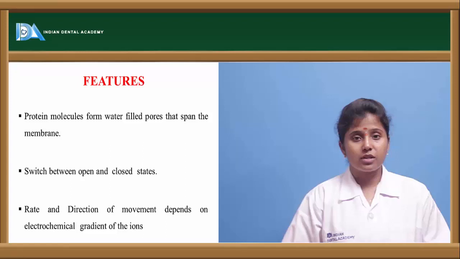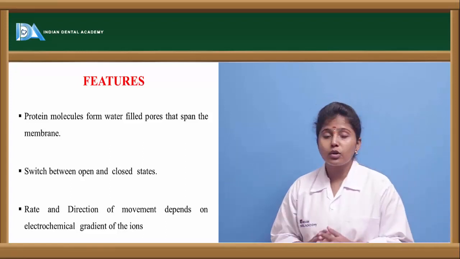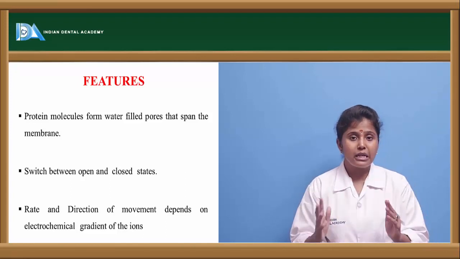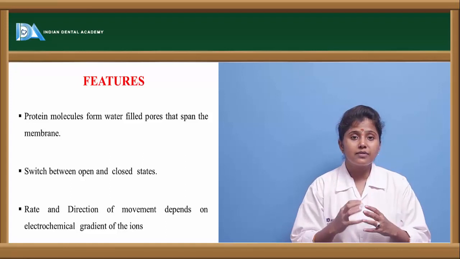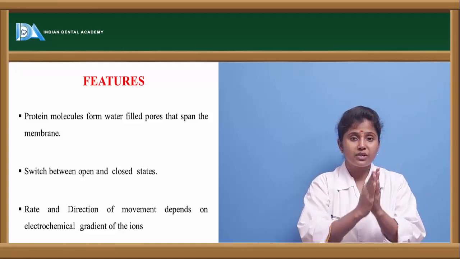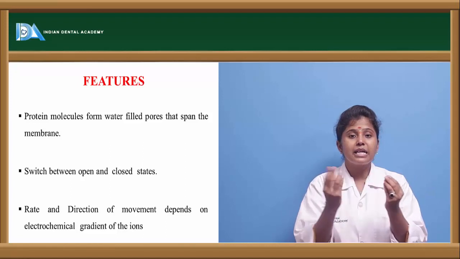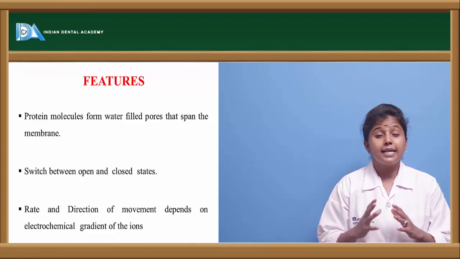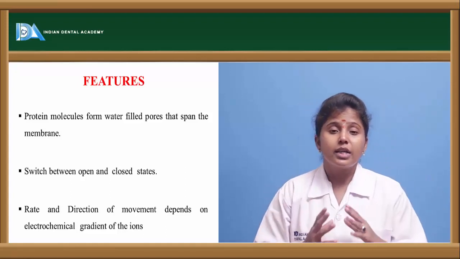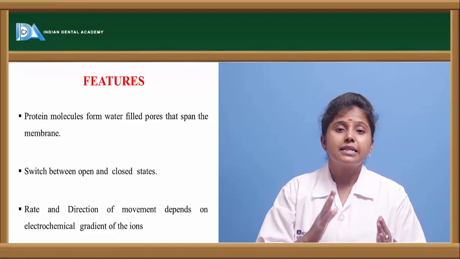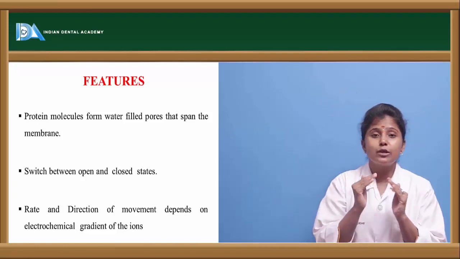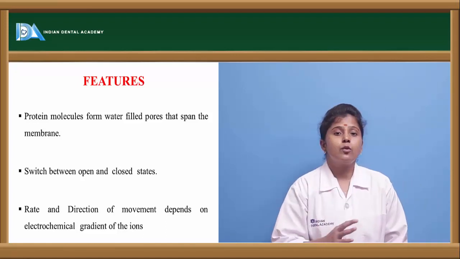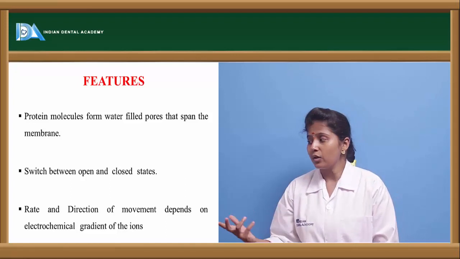Now, if we see the features of these receptors, these are protein molecules which form water-filled pores. So here the receptors are protein in nature. When fluid is filled into them, they form pores. And thereby they get opened, and through these pores the ions enter the channel, and this entry is based on the concentration gradient as well as the state of the receptor. If the receptor is in the open state, then only the ions can enter. If the receptor is in the closed state, it won't allow the ions to enter into the receptor.